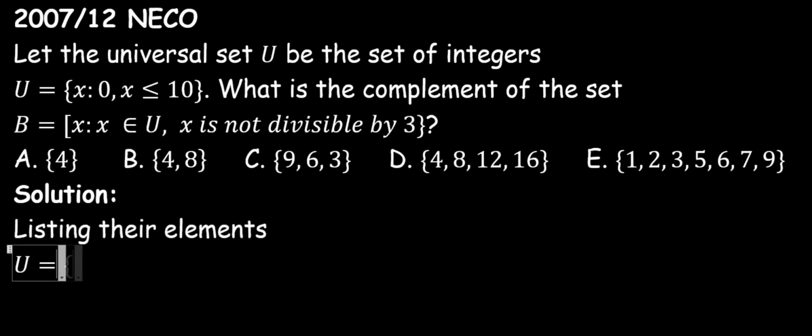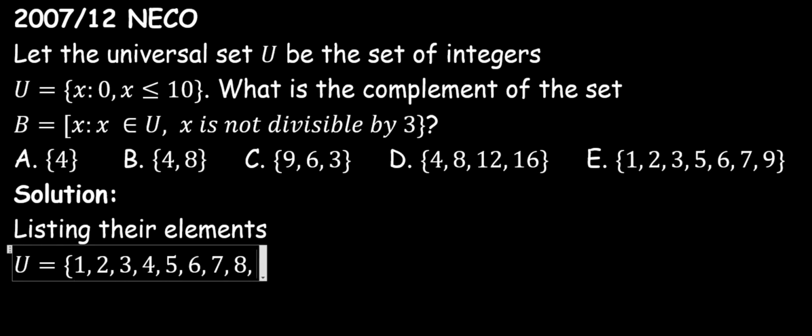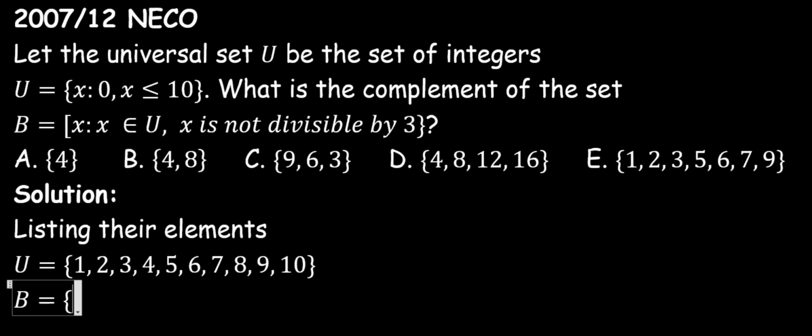As for the universal set, we start from 1, 2, 3, 4, 5, 6, 7, 8, 9, 10. 0 is not listed here because of the strict inequality there, and 10 is listed among the elements of the universal set because of the weak inequality there. As for B, we have been told that B must be an element of the universal set and not divisible by 3. That is, any element in the universal set that is not divisible by 3 is in the subset B, and that is 1, 2, 4, 5, 7, 8, 10.